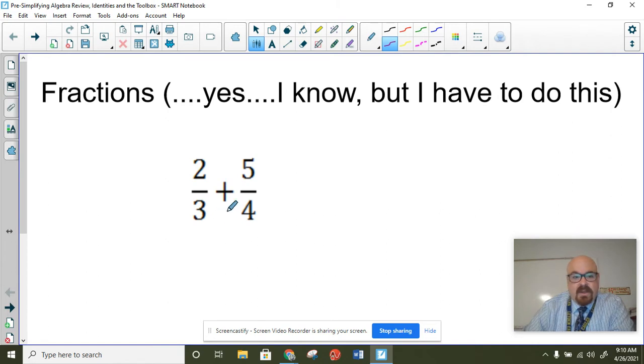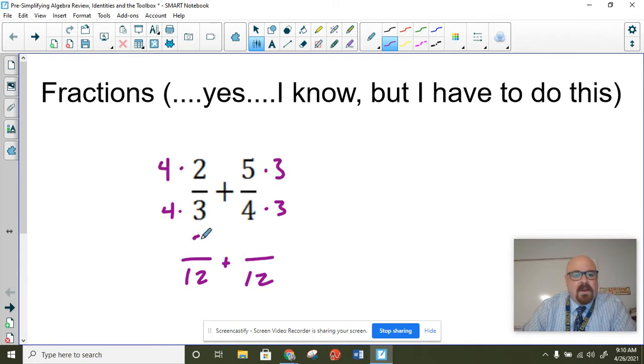So just to reiterate, you need a common denominator in order to add fractions, right? And the method that we use for finding a common denominator, not the least common denominator, but a common denominator, is just to multiply the denominators together, right? So if I multiply this by 4 and I multiply this by 3, these are both going to end up being 12ths. And now I have a common denominator. But whatever I do to the bottom, I have to do to the top. Same thing over here, right? So we end up with 8 twelfths plus 15 twelfths equals 23 over 12.